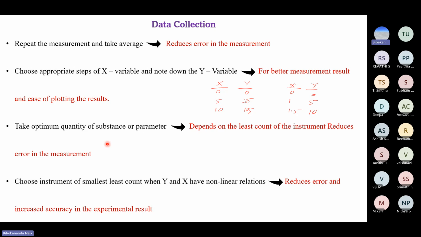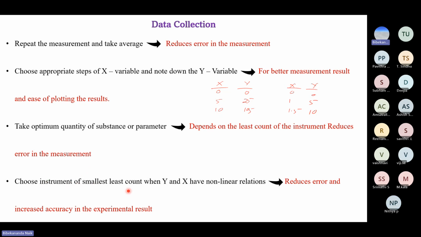So we should take optimum quantity of substance while performing the experiment, because it also depends upon the least count of the instrument. Suppose we are measuring the mass of the water and we are taking 5 ml, but the least count of the instrument we are using to measure the mass is suppose 10 gram or 12 gram. Then 5 ml of water will have less mass, lower than 10 or 12 gram. In that case, the measurement is not accurate. So there will be error in measurement. In order to reduce the error, we should take optimum quantity so that it will be easier for us to calculate the values.